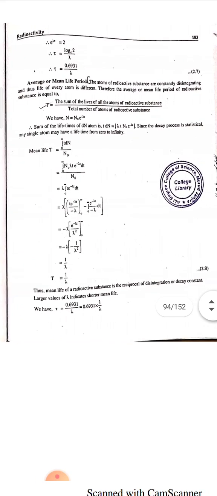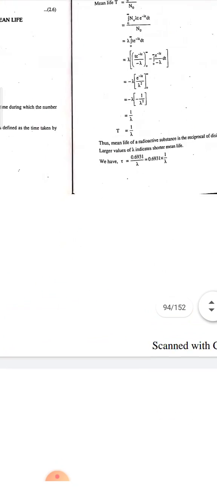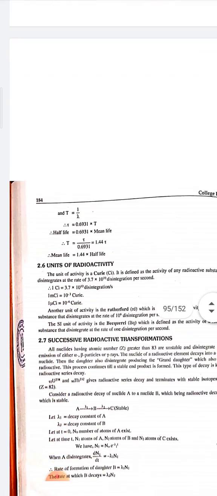It comes for the MCQ purpose. Half life is equal to 0.693 into mean life, and mean life is equal to 1.44 times the half life. These two equations you have to remember.